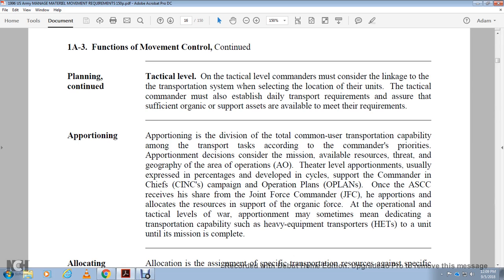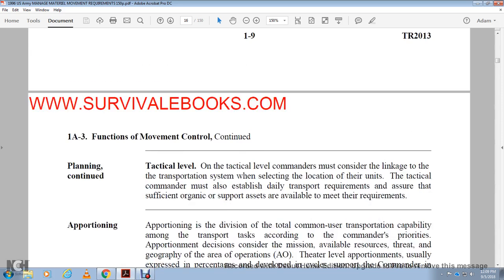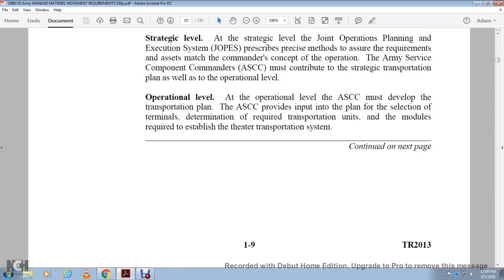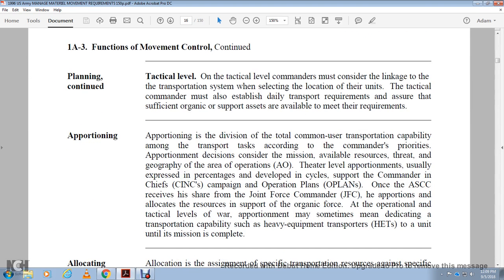At the theater level, the apportionment is expressed as a percentage developed in the cycle with the size of the port and the commander in chief's campaign or operational plans. Army Service Component Commanders receive their share from the Joint Force Command, as he apportions and allocates the support with the organizing force for the operational and tactical level of the war.